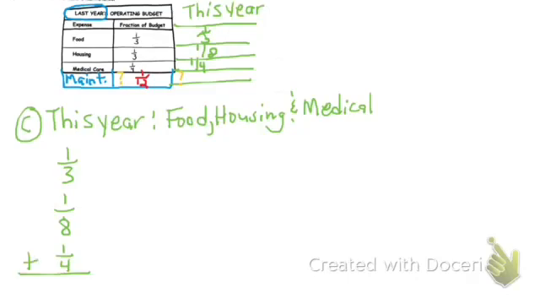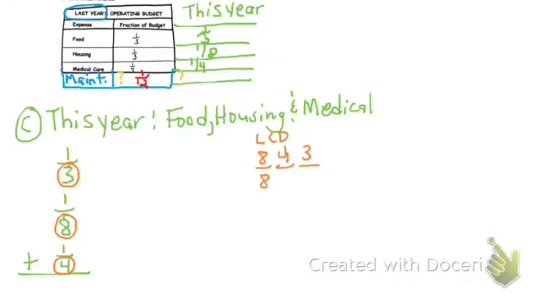I'm going to go ahead and add those together, but in order to add fractions, I need to have common denominators. My denominators are 3, 8, and 4. They're not common, so I need to find the LCD. Start with my largest number first, which is 8, then my 4, and then my 3.